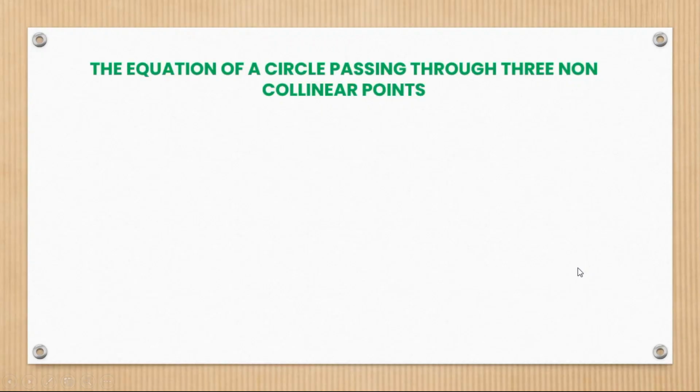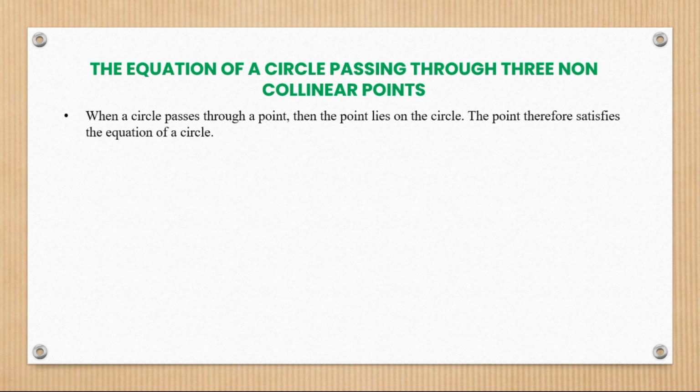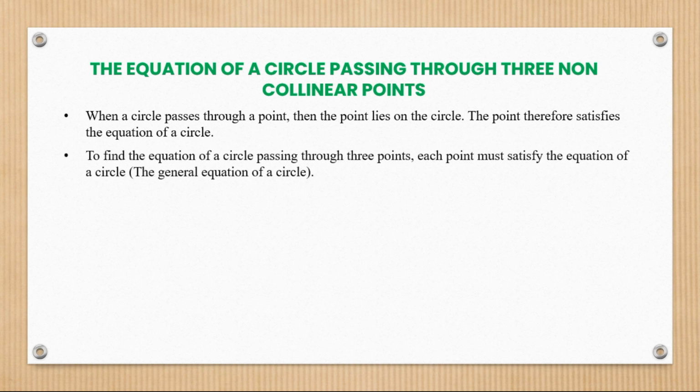Alright, so today we'll look at the equation of a circle passing through three non-collinear points. What you need to know is that when a circle passes through a point, then that point lies on the circle. So the point therefore satisfies the equation of a circle. And then next, to find the equation of a circle passing through 3 points, each point must satisfy the equation of a circle. And that means the general equation of a circle.